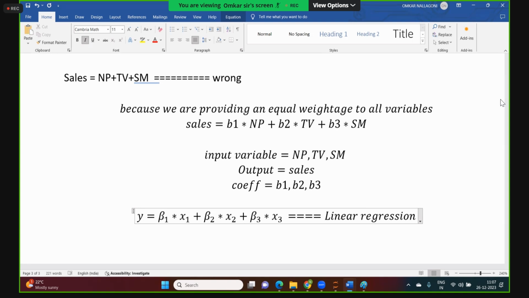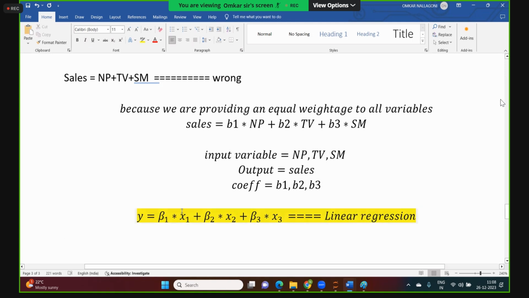I am not a data scientist, I am a manager. I know that sales equal to TV plus newspaper plus social media. But my data scientist said, sir, that is wrong, you are providing equal importance and that is very important. That's why you need to change the equation by adding the weights, and those weights are beta 1, beta 2, beta 3. The original equation is Y equal to beta 1 into x1, beta 2 into x2, and beta 3 into x3. This is called linear regression.